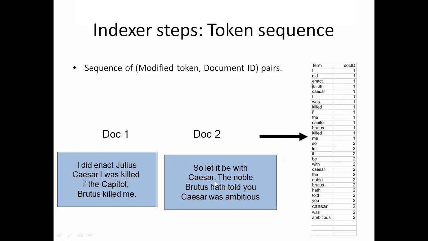Again, we'll start from document 2. Here: so let it be with Caesar, the noble Brutus has told you, and Caesar was ambitious. Just one by one, we write down the terms and the document ID. So this is the sequence of modified tokens and document ID pair. So these are the indexer steps, token sequence. This is the procedure.